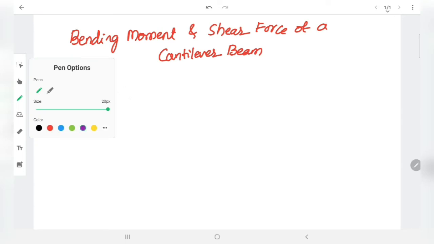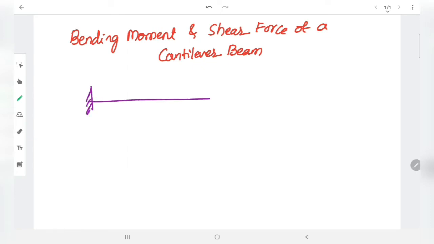Here I will be taking, so this is the cantilever beam subjected to point loads. The span of the beam is 0.5 meter, 0.7 meter, and this is 0.8 meter.